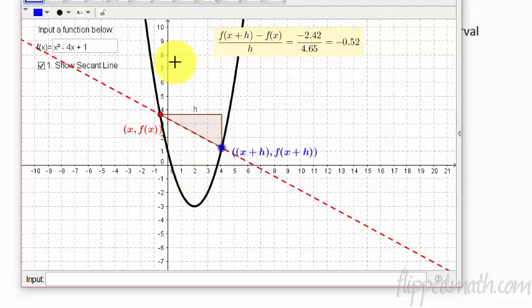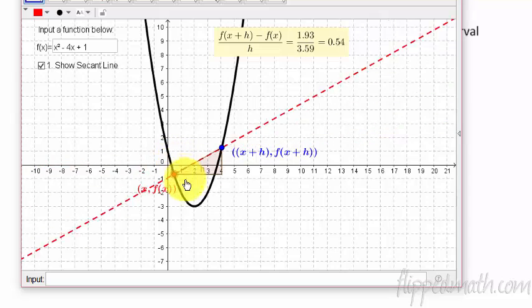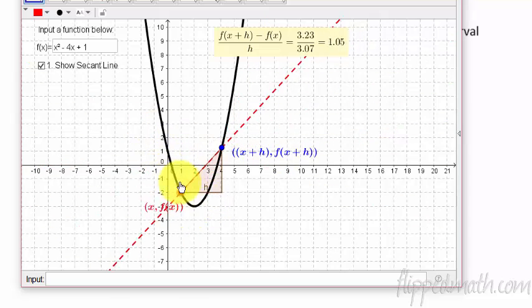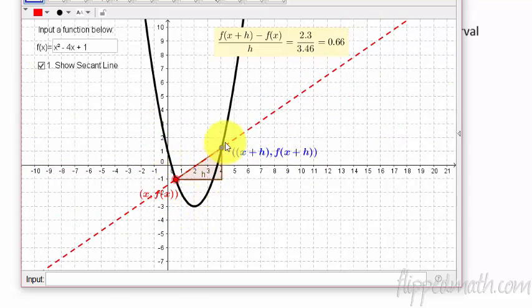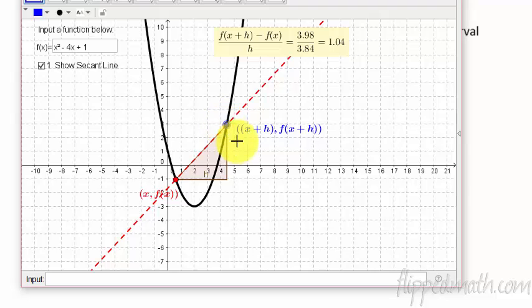What I'm going to look at is any point. This is just like your example, x squared minus 4x plus 1. You can see that here. I've got any point x comma f of x. I can put it wherever I want, it doesn't really matter. Let's just put it right there. Then I have a second point, anywhere I want. I'm going to call it x plus h comma f of x plus h.